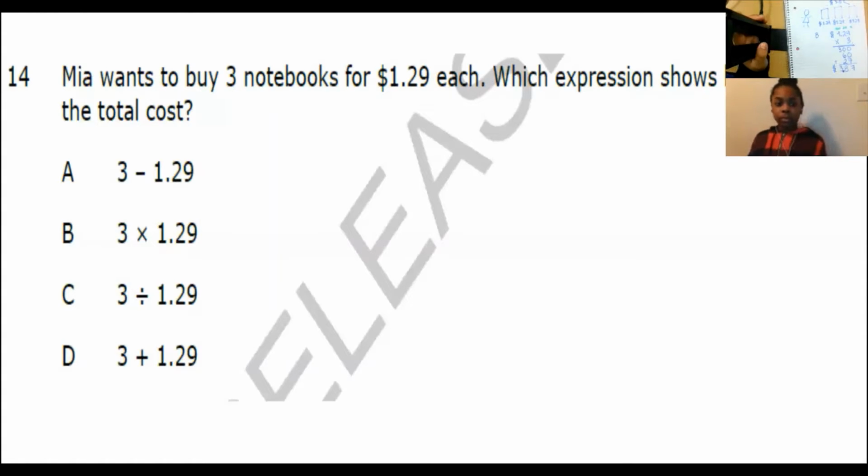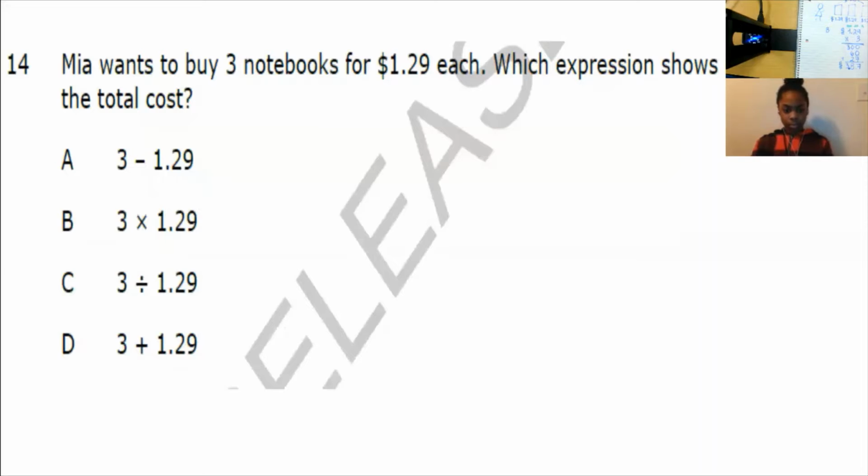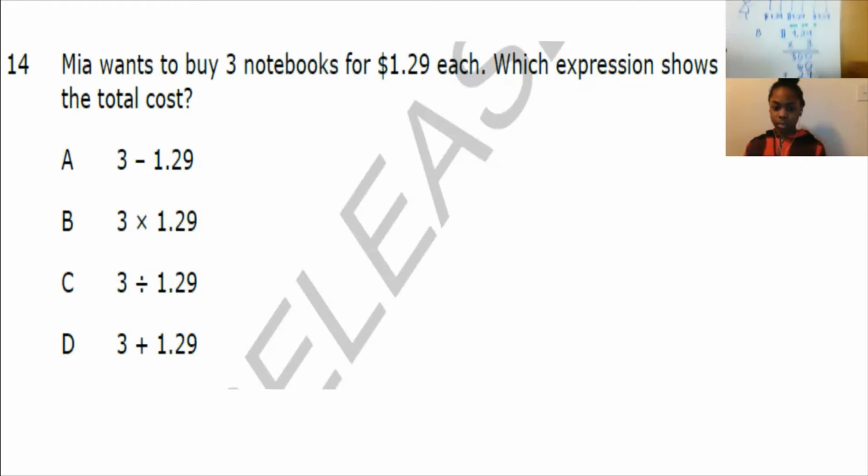And what does it mean with expression? So I have the expression or equation here. An expression does not have an equal sign. It has a plus or a minus, or it can also have a division sign or a multiplication sign. An equation has an equal sign separating two expressions. So the expression really means how do I have to set it up in order to get to the solution? So what they're looking for is not necessarily for this. They're looking for how you set it up, right?